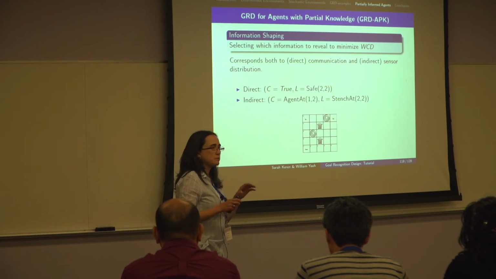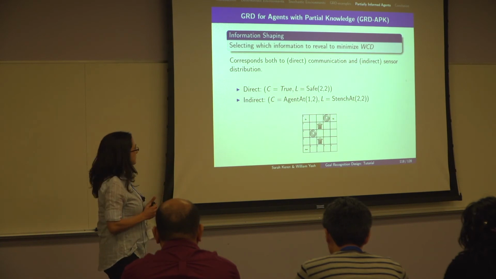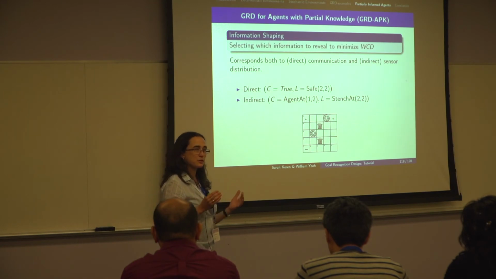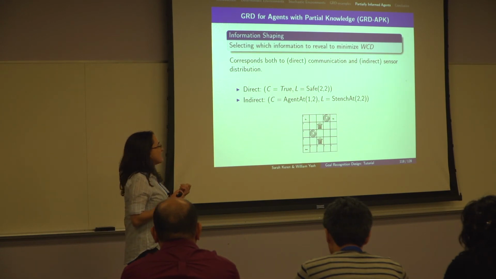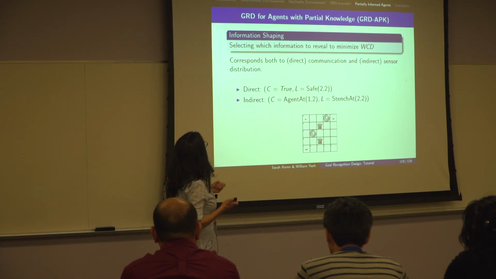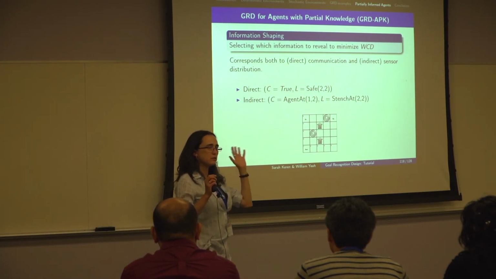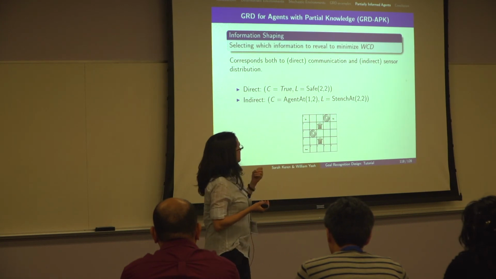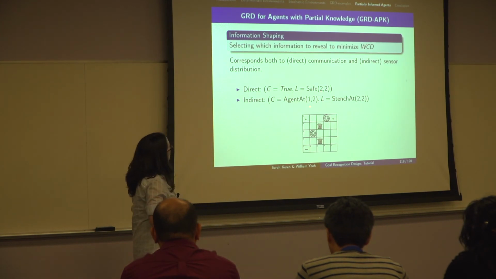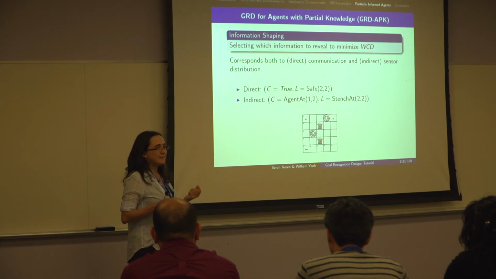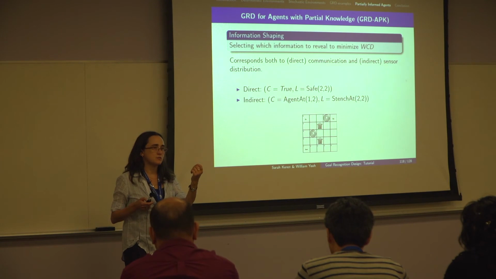So we call this problem information shaping. This is a term that my advisor David Parks, who works a lot on game theory, came up with, and I really like information shaping as a way to induce behavior. So we select which information we want to reveal to the agent. We can do this in both ways. Think of this agent that is entering the system. We can directly tell it, for example, by setting C to true and L to safe 2, we can say cell 2 is safe. Indirect communication can basically add sensors to the agent.